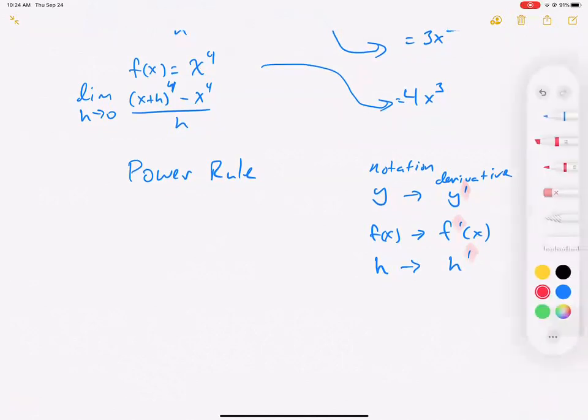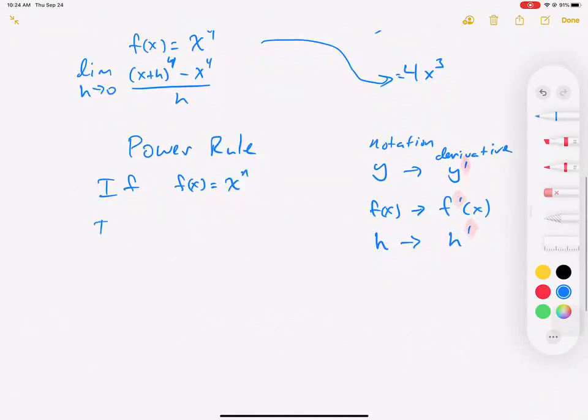So here's our power rule. If f of x equals x to the n, let's write nicely. If f of x is equal to x to the n, which is a polynomial here, then f prime of x is equal to n x to the n minus 1.